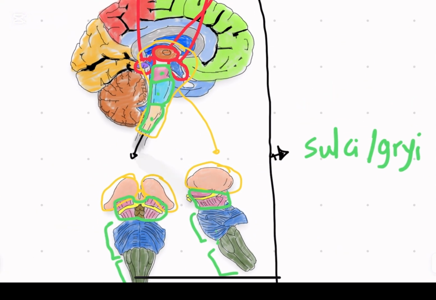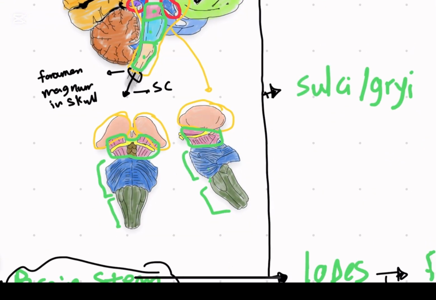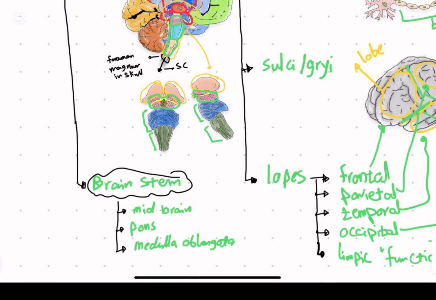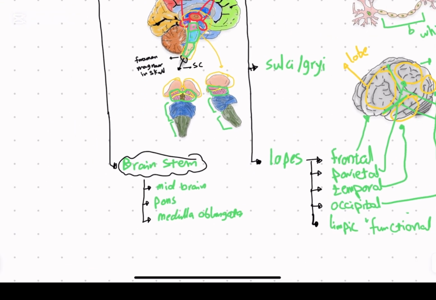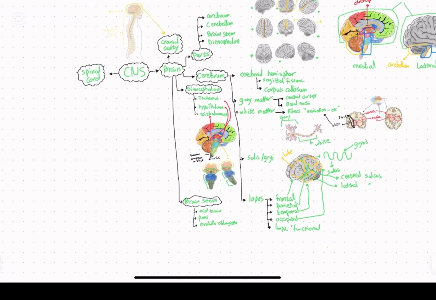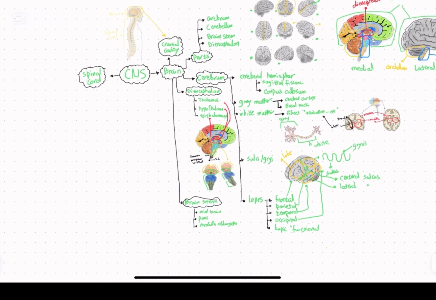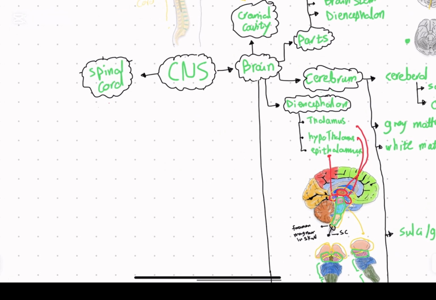Then the medulla oblongata will pass through a hole in the skull known as the foramen magnum to become the spinal cord inside the vertebral canal. Finally, the last part is the cerebellum. It is also known as the mini-brain and it lies below the cerebrum. It helps in balance and coordination.